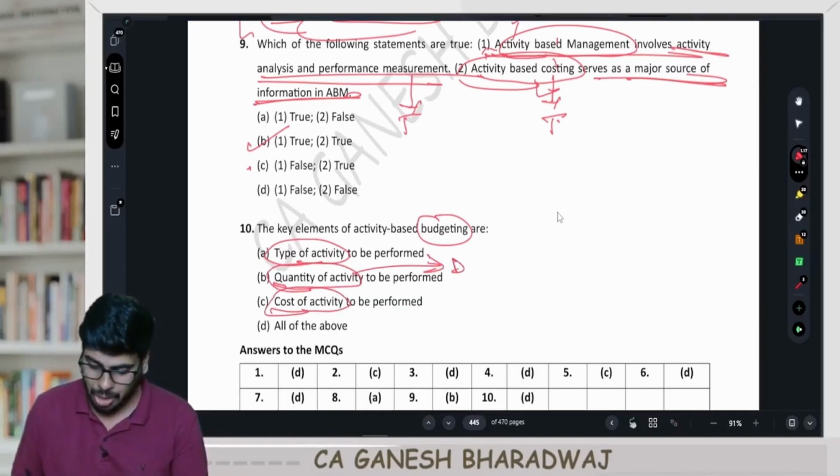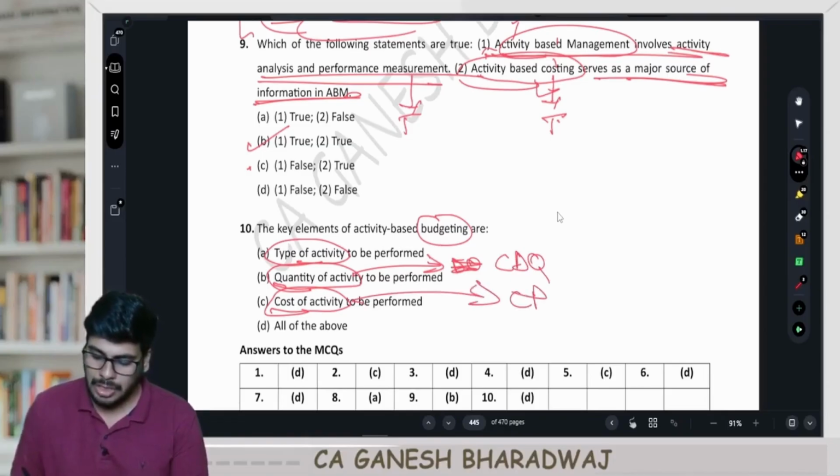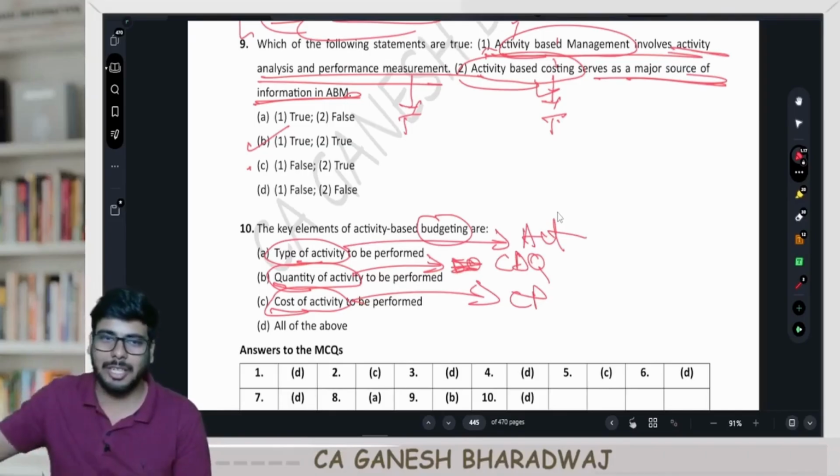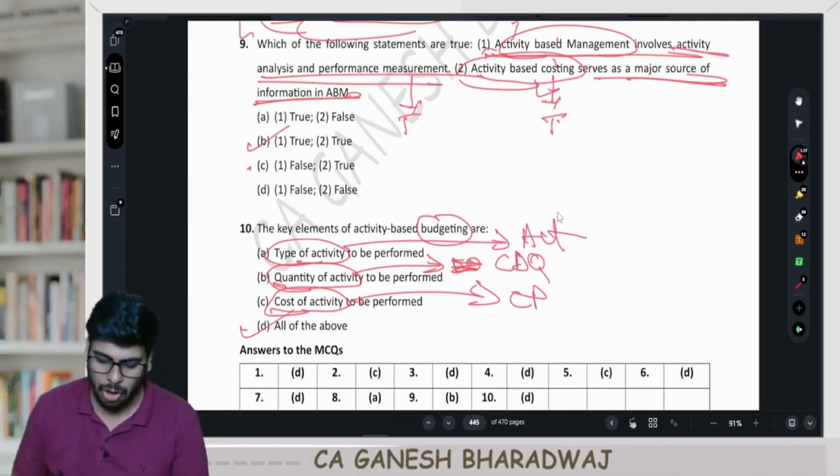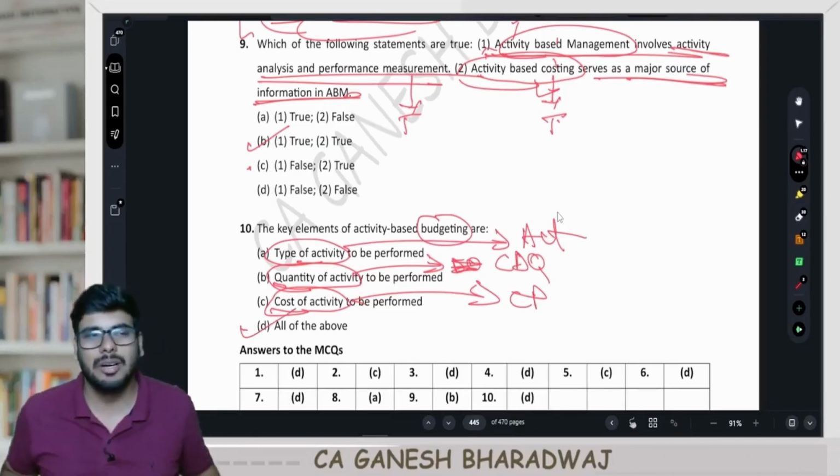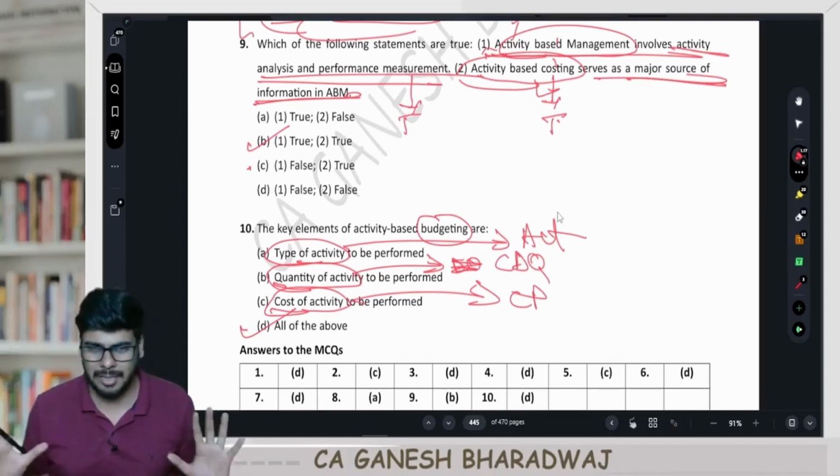That is, this is nothing but cost driver quantity. This is cost driver quantity. This is nothing but cost pool. This is nothing but the activity, right? All these things are nothing but every column that we did in all our numerical problems. So obviously we need all of the above. Clear with this, guys? That's about it. Very simple.